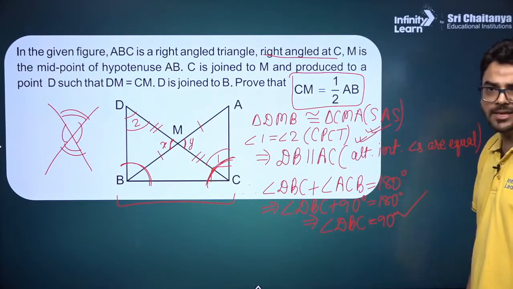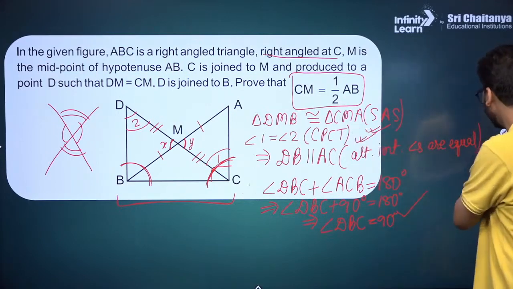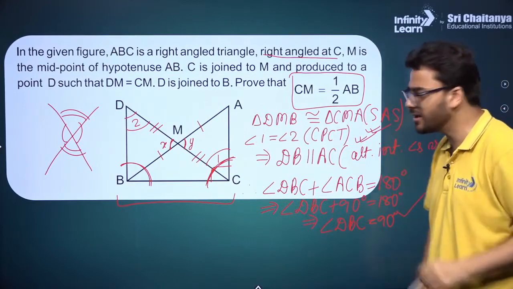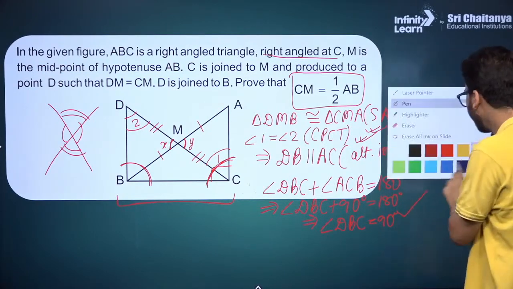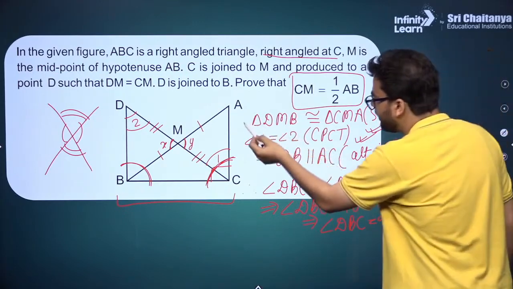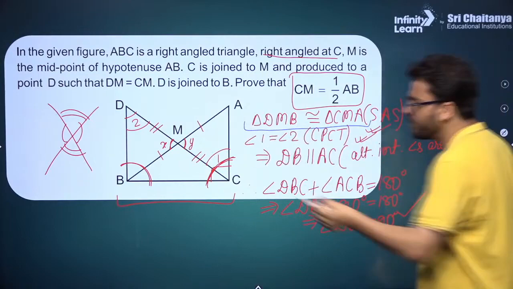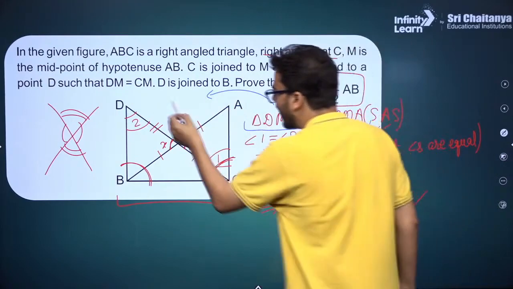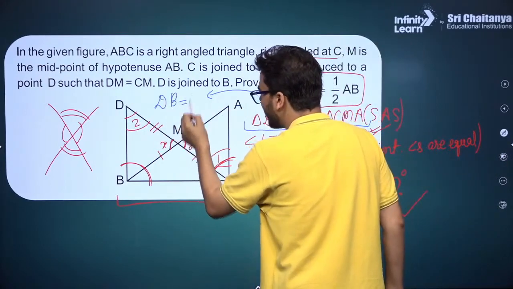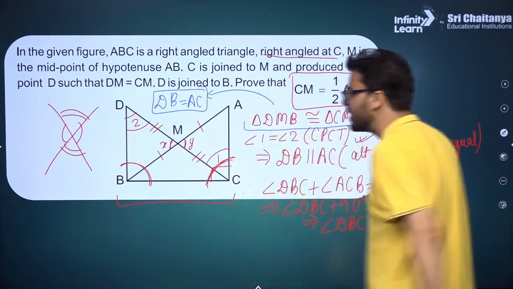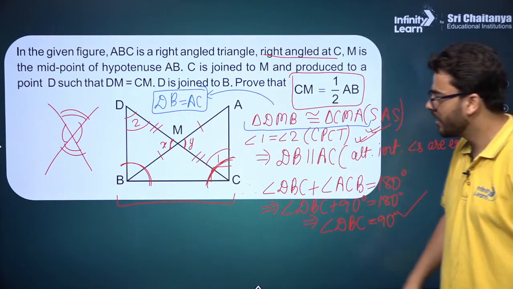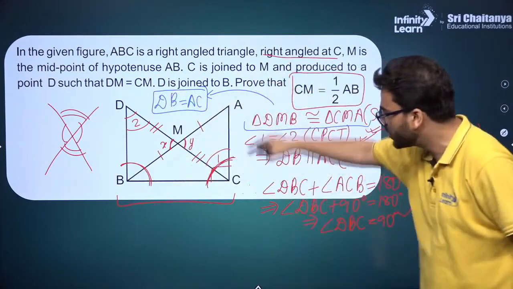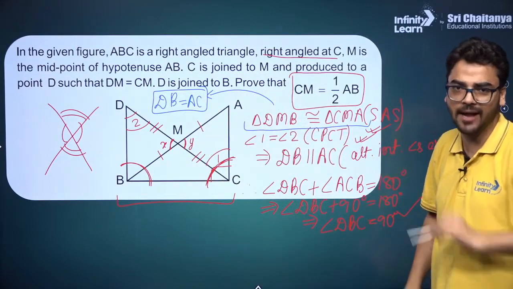Is this clear to every student in this session up till here? This is one of the important questions in congruency. I hope this is clear. Okay. Now basically, we have already proved over here DMB congruent to CMA. So from here, can I not say that DB is equal to AC by CPCT? Can we say that DB is equal to AC by CPCT as well? We have proved DMB congruent to CMA. So we can say that DB is equal to AC by CPCT. We can easily say that, right?